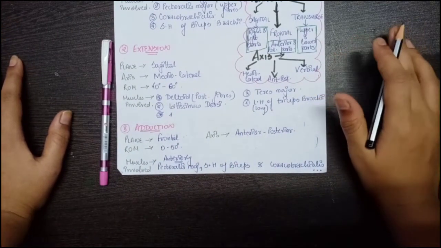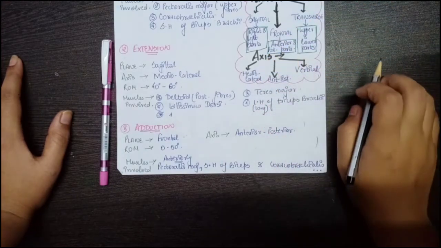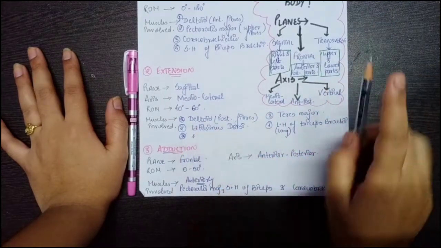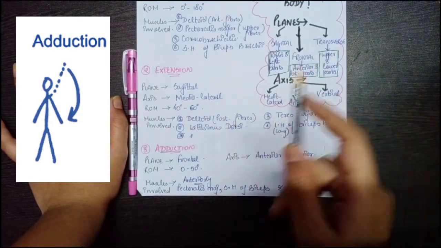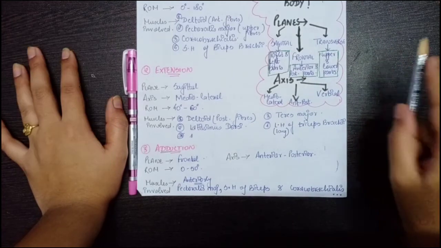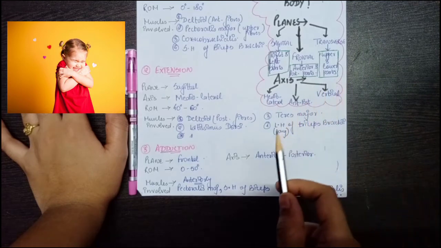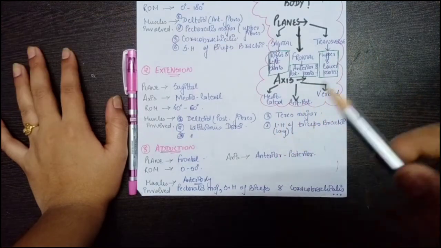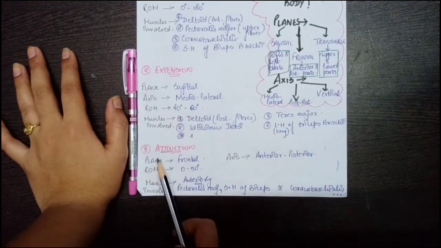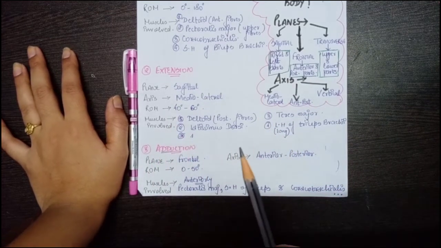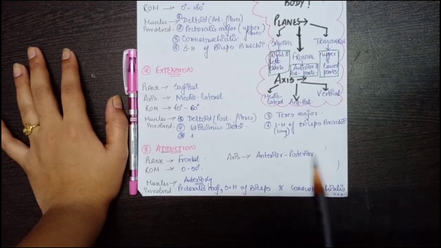When you read thoroughly and when you know things very thoroughly and clearly, you would not be confused. So adduction is defined as the movement of arms towards the midline of the body. For example, when you hug yourselves, that is when you're adducting your arm or your shoulders so that you can hug yourself. So adduction is defined as movement of the arm towards the midline of the body.